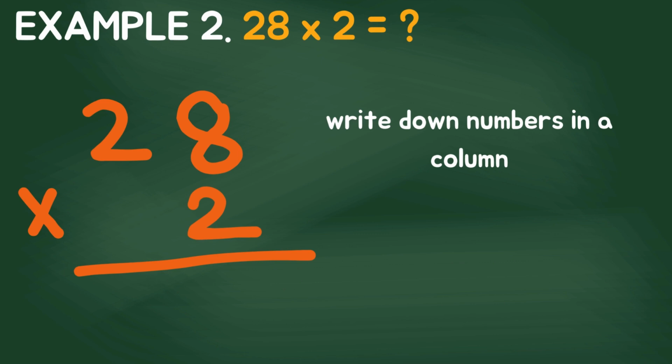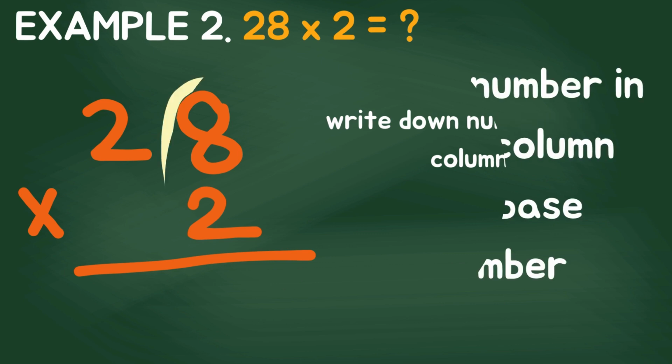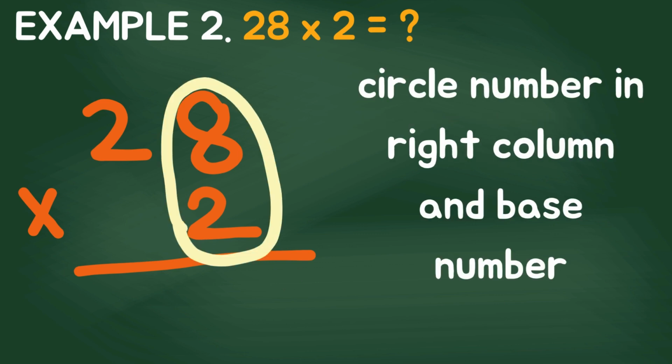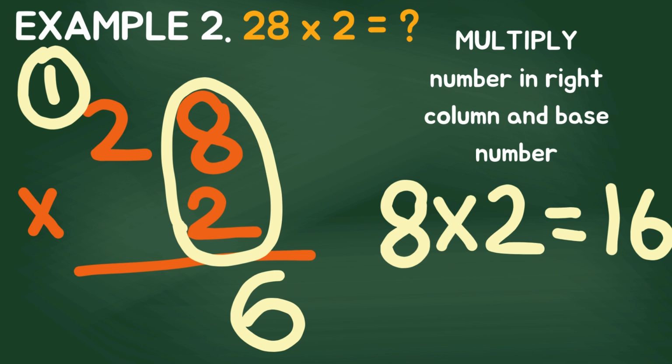Step 1 is to write down the numbers in a column. Then, circle the top right column number and base number. You can also refer to the right column as ones place. Now multiply. 8 multiplied by 2 is 16. Write 6 in the ones place, and carry over 1 to the tens place.